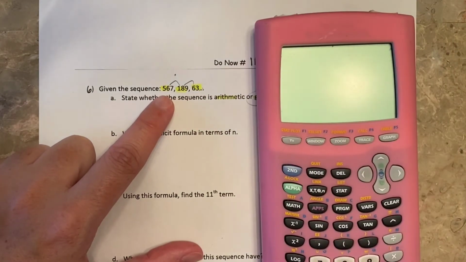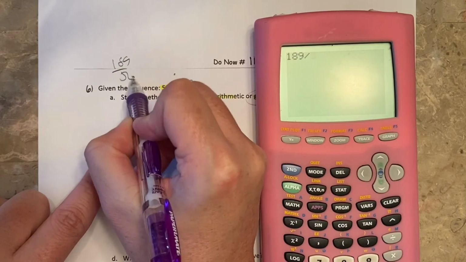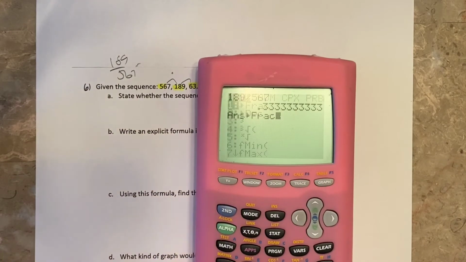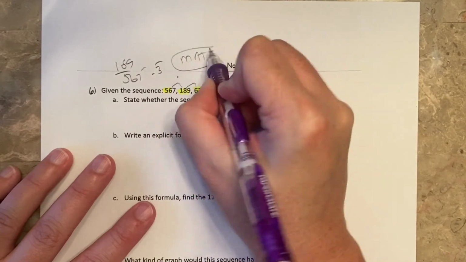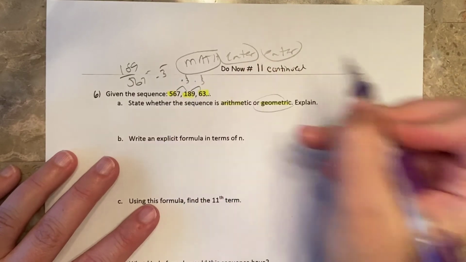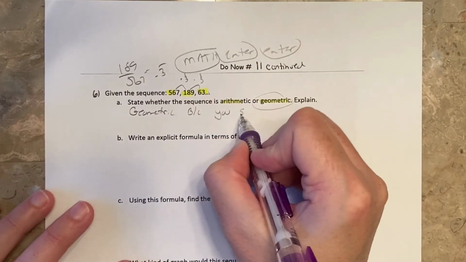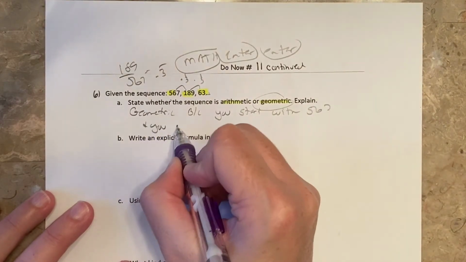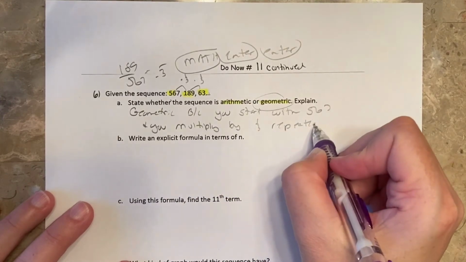If you're not sure of how to do that, the shortcut was to take the second number and divide it. So I'm going to do 189 divided by 567. I could just press math, enter, enter, and it'll give me 1/3. The point three repeating, I pressed math, enter, enter, and that got me the 1/3. All right, so this is geometric, because you start with the 567 and you multiply by 1/3, and don't forget that word repeatedly.